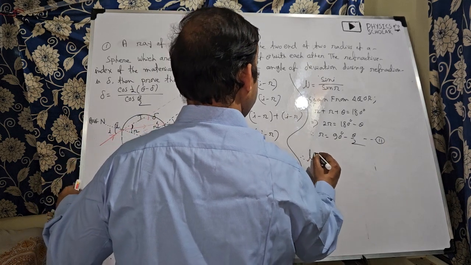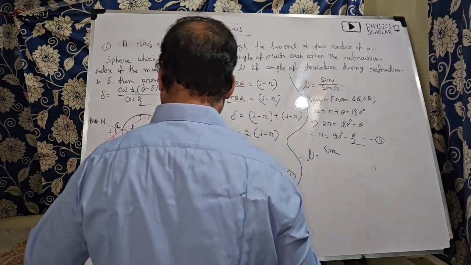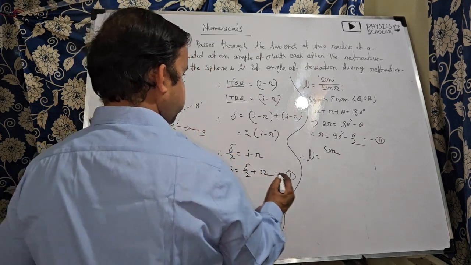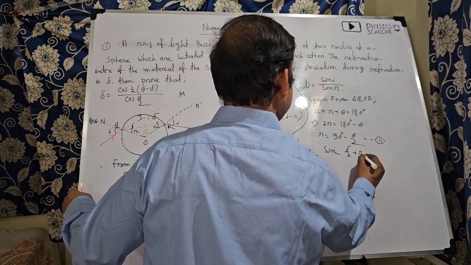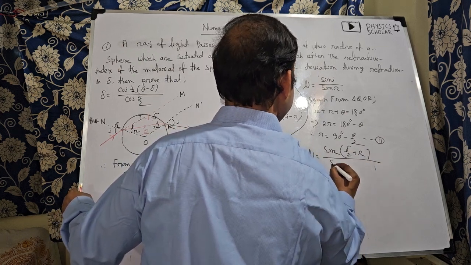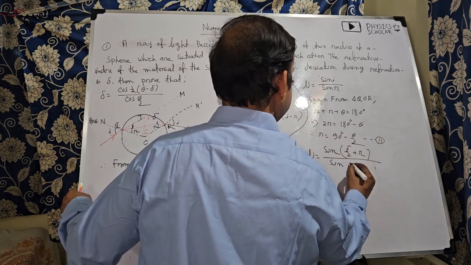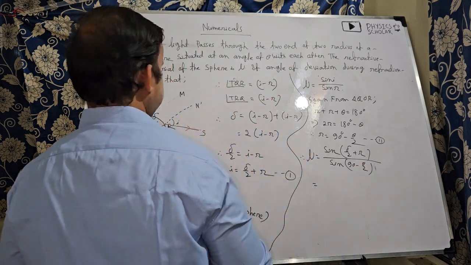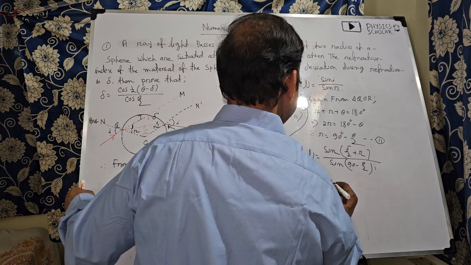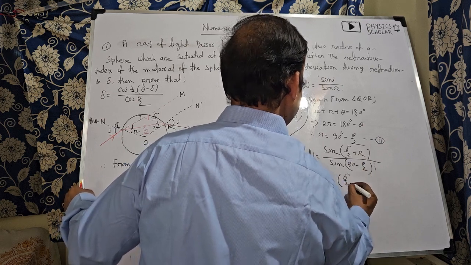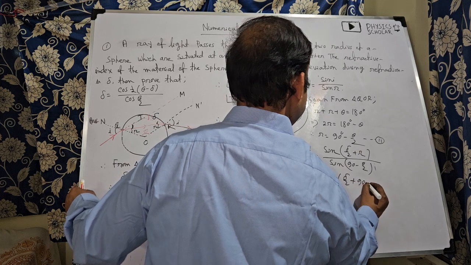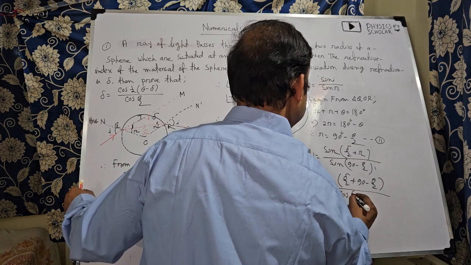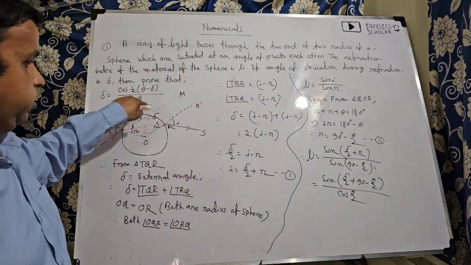So what you can write? Mu is equal to sine. What is the value of i? Sine i means delta by 2 plus r, divided by sine r. What is the value of r? We will write it together. Theta by 2. So is equal to sine of delta by 2 plus r, which means 90 minus theta by 2. And sine 90 minus theta by 2 means cos theta by 2. See, we have found this cos theta by 2 already.